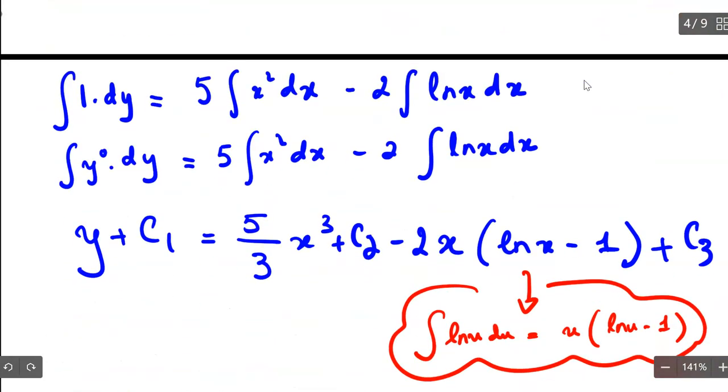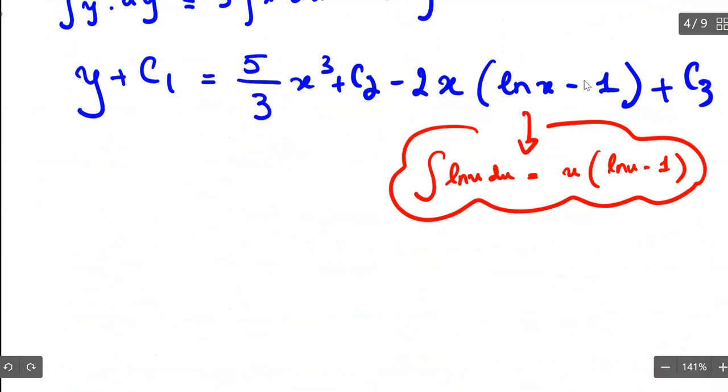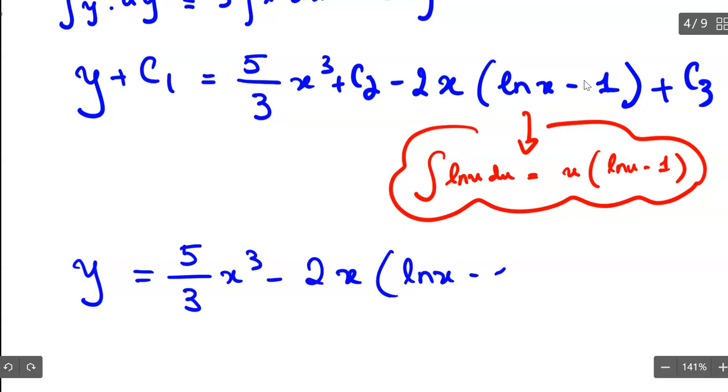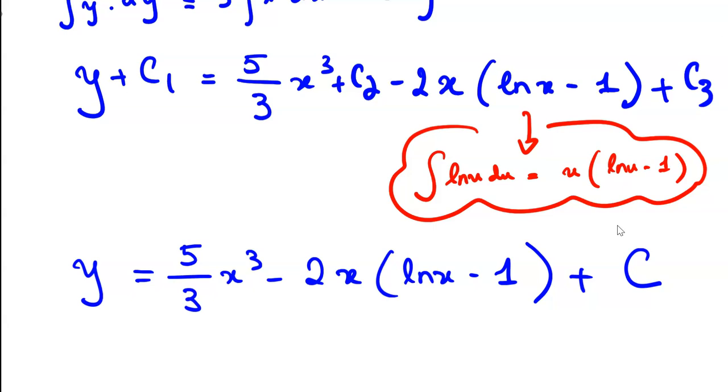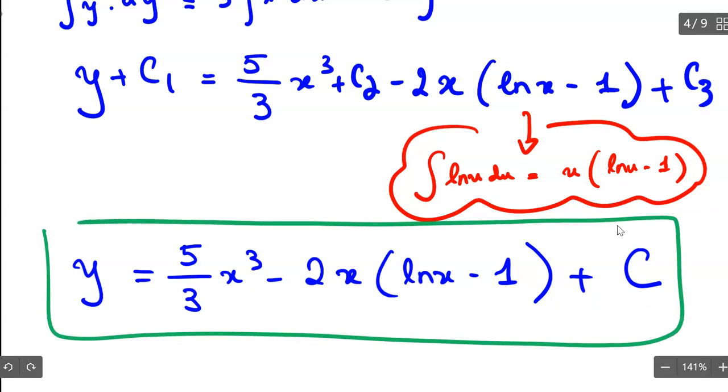So I'm going to write y on this side. And then in the end, you know that it's C2 plus C3 subtract C1, so I would just combine that into C. Alright, so let's see. 5 over 3 x to the exponent 3 times 2 times x minus 2 times x ln x minus 1. So the final solution is this. Okay, very good.